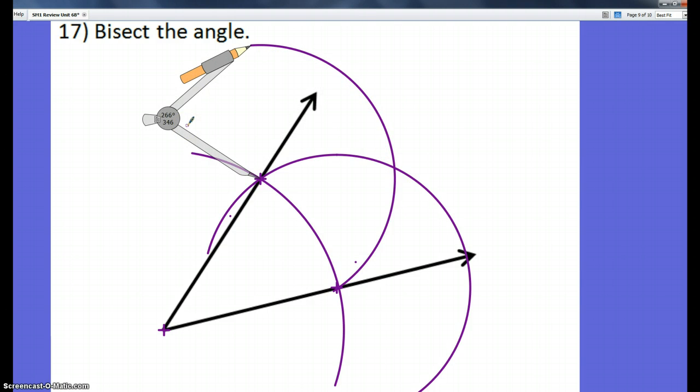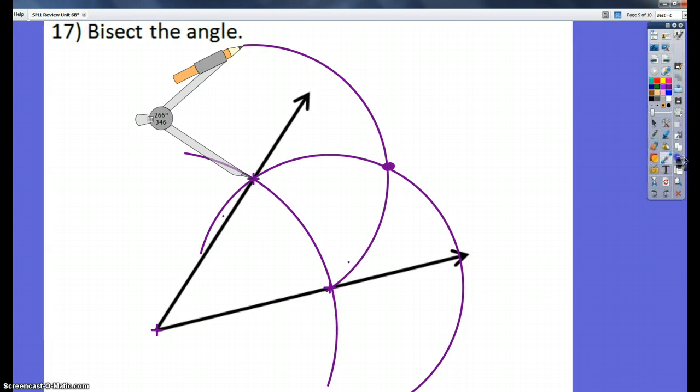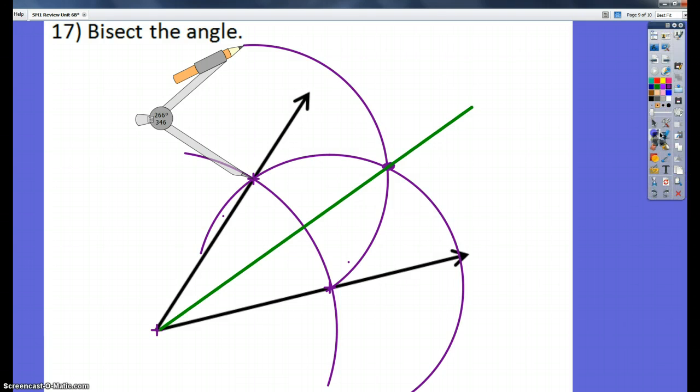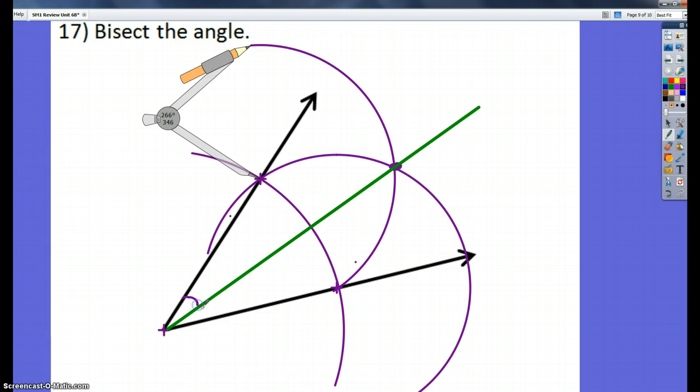And where they met right here, if we take our straight edge, that point and the vertex of the angle, we have now bisected this angle or cut it into 2 equal angles. And that's bisecting an angle.